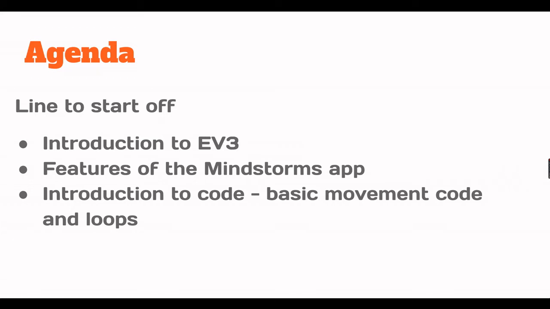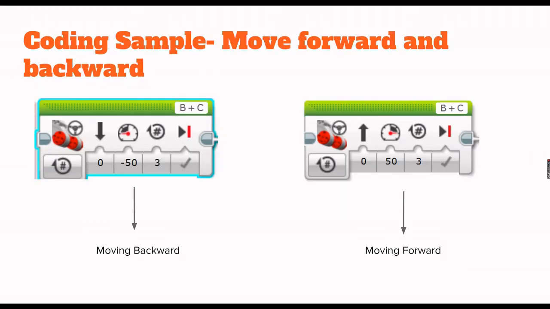Final video, and now we'll be talking about some basic movement code, moving forward and backward, some turns, and the most basic loops. And this is moving forward and backward. And so we'll be using the move steering block. And as you see here, there's a negative sign here.